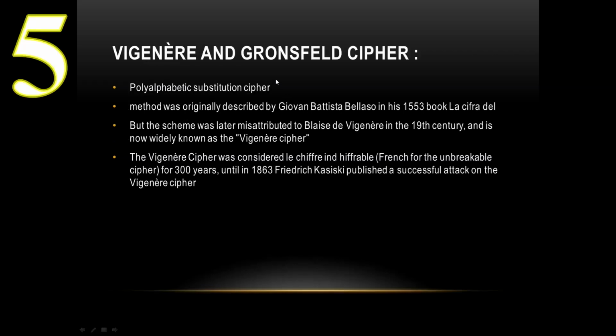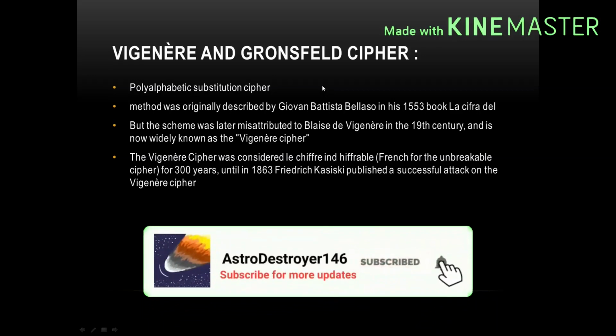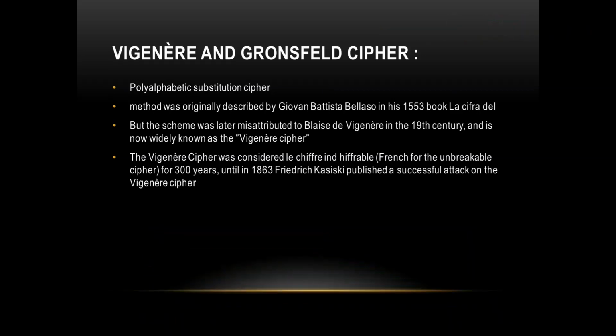And the next cipher is the VIGENÈRE and GRONSFELD cipher. So this is quite a complicated cipher, and it is a polyalphabetic substitution cipher, and the method was originally described by Giovanni Battista Bellaso in his 1553 book La Cifra del, but the scheme was later misattributed to Blaise de Vigenère in the 19th century and is known widely as the VIGENÈRE cipher.